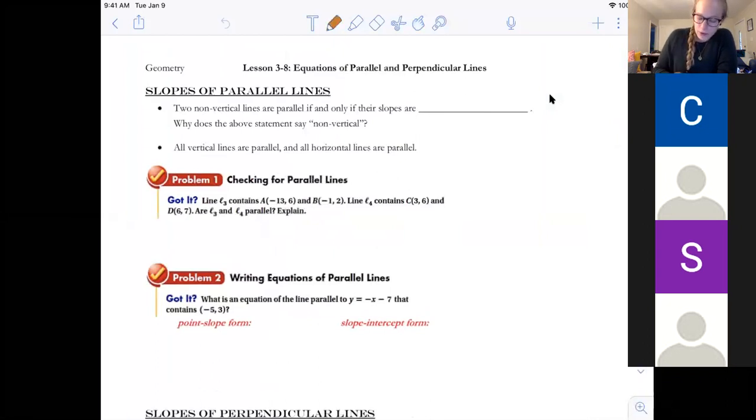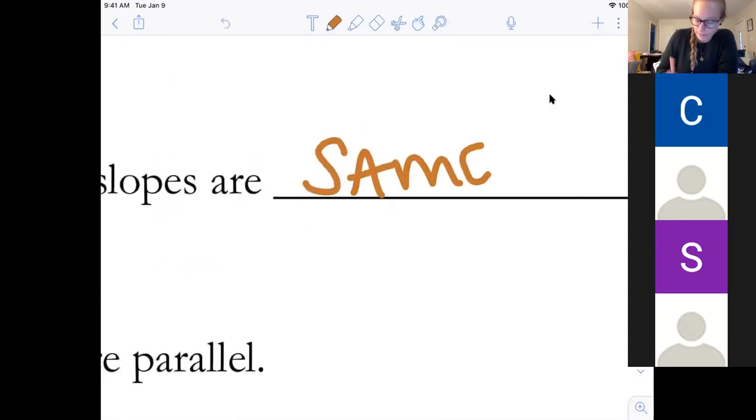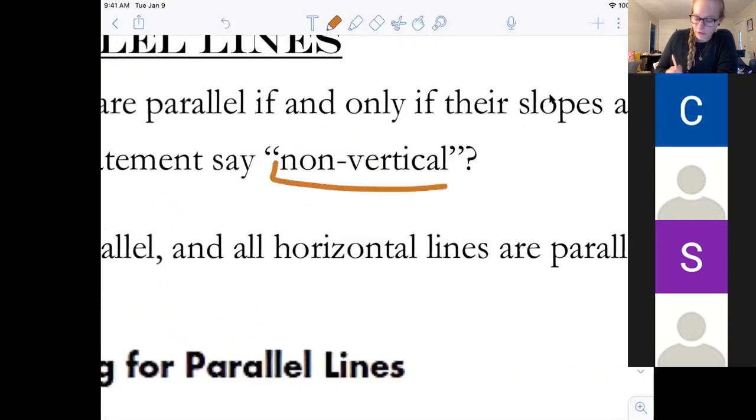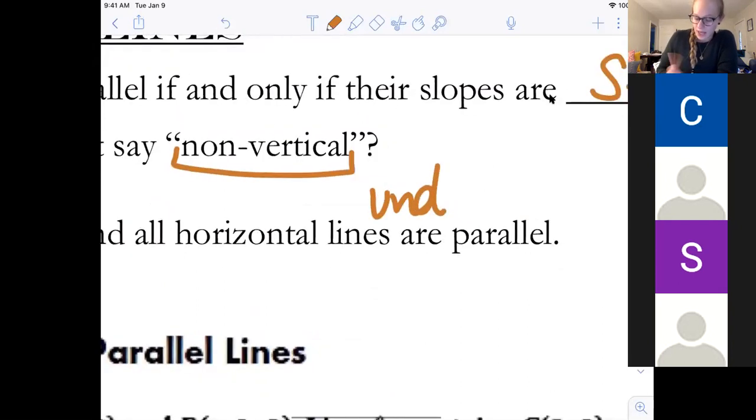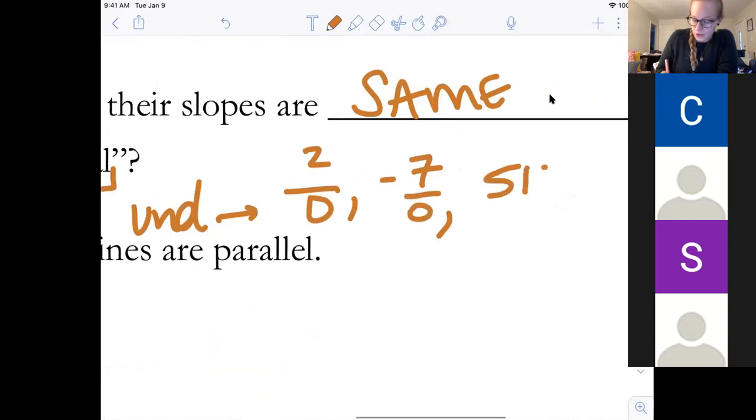Remember that two non-vertical lines are parallel if and only if their slopes are the same. The reason I say non-vertical, I have to specify that, is remember that vertical lines have an undefined slope. And undefined is just anything with 0 in the denominator. So it could be like 2 over 0, -7 over 0, 512 over 0. Those are technically not the same, but they all have 0 in the denominator, which makes them undefined.